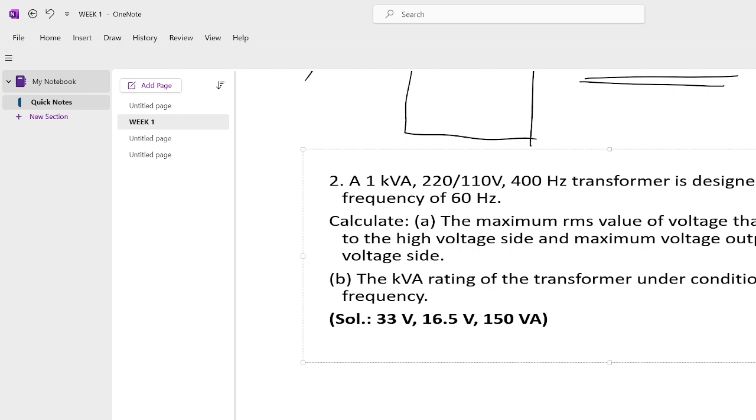So I think I should start providing the solution. You are given 33 volts, yes, very good. And the other is 16.5 volt. What would be the kVA rating now?